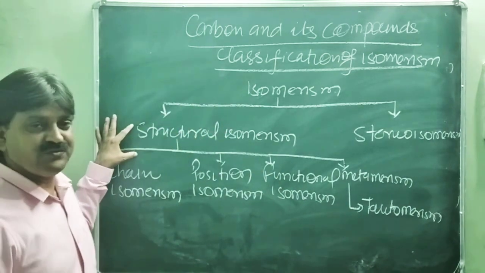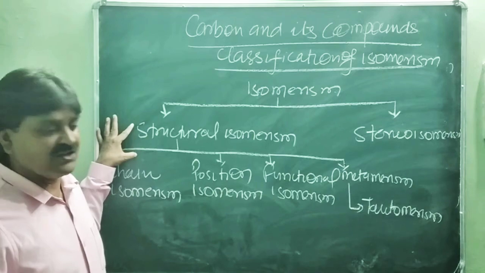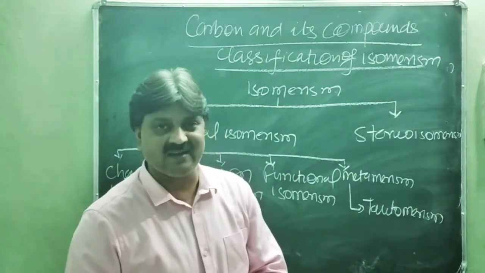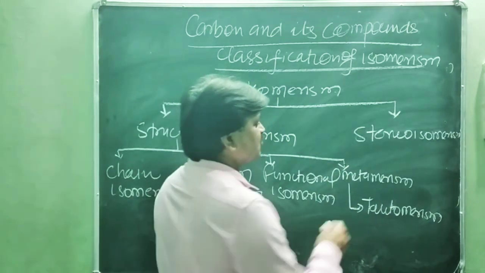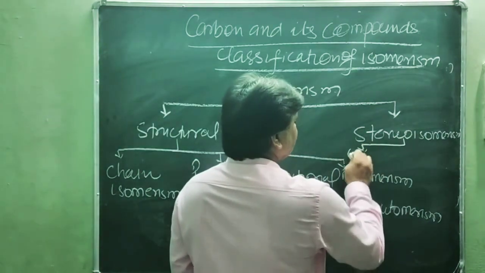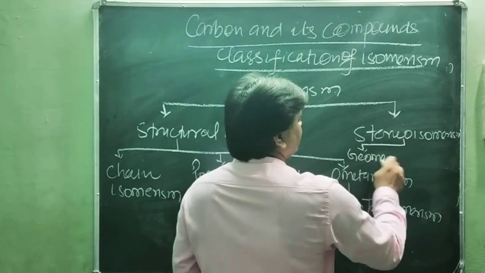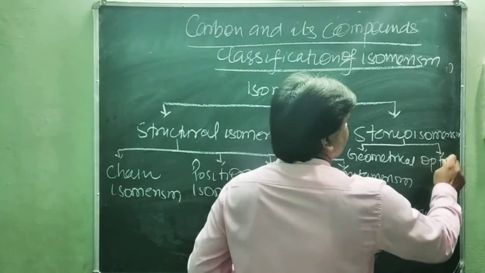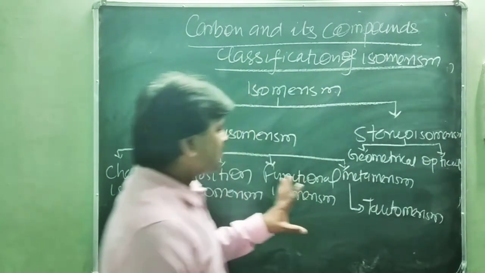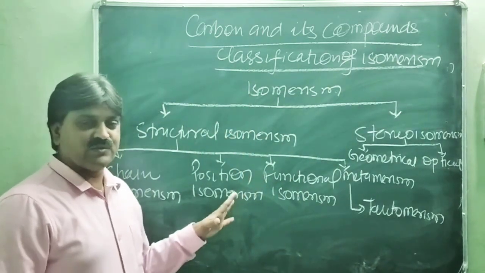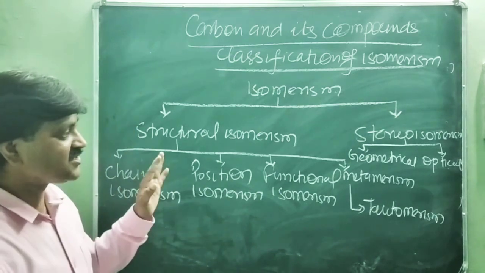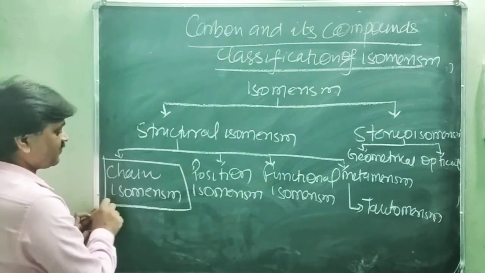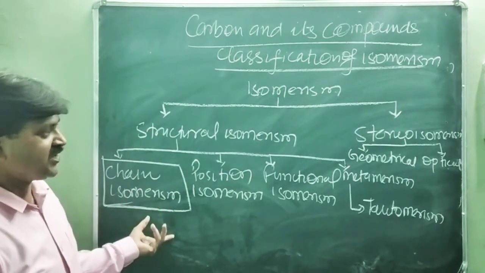Structural isomerism is where compounds have different structures. Stereoisomerism is where they have different orientation toward plane polarized light. There are 2 types of stereoisomerism: geometrical isomerism and optical isomerism. These are the course of class 12 and 11. In class 10 you will read only structural isomerism, with chain isomerism only. The questions arise from chain isomerism.